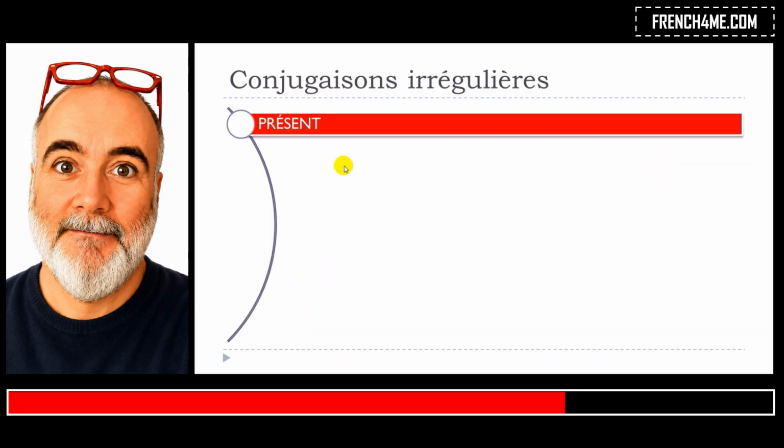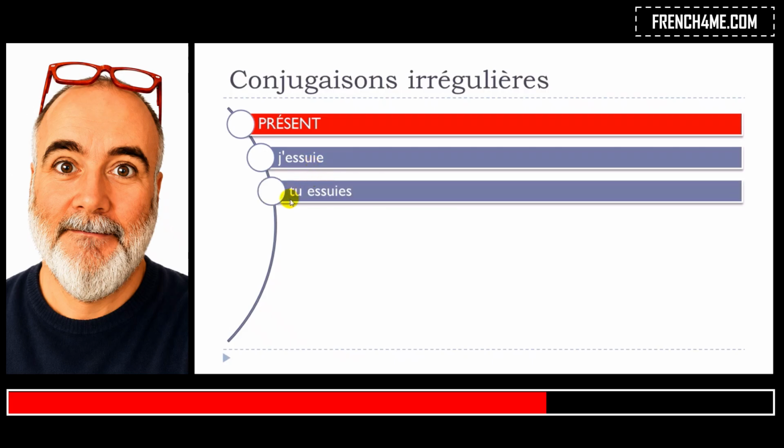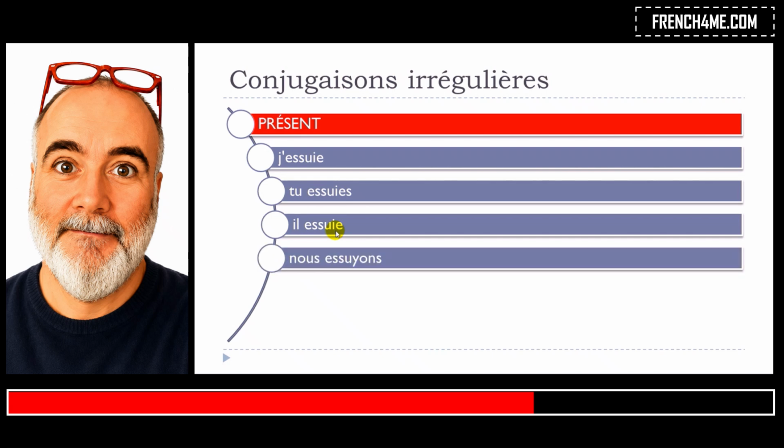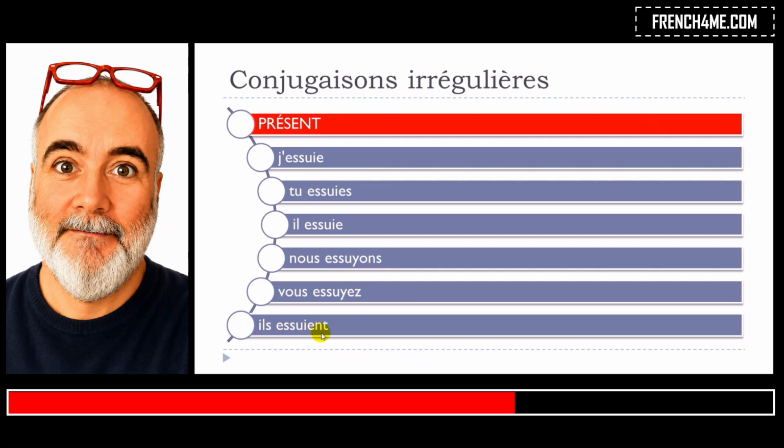Okay, so let's see now le présent and we'll have a look. So it's j'essuie, tu essuies, il essuie, nous essuyons, vous essuyez, ils essuient. Okay, and if you look carefully, then you can see that for the first form here, actually this y is changing, and now it's e. Okay, same thing here, and then it will be exactly the same thing here.